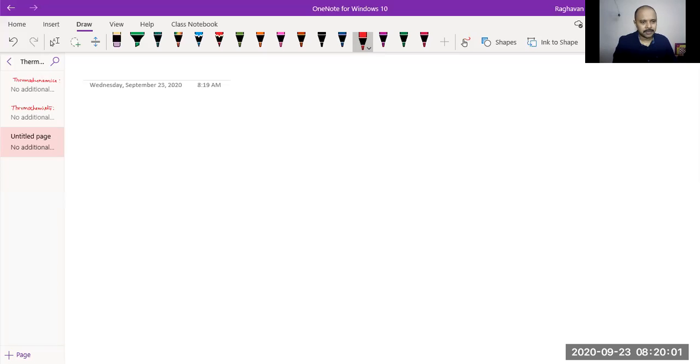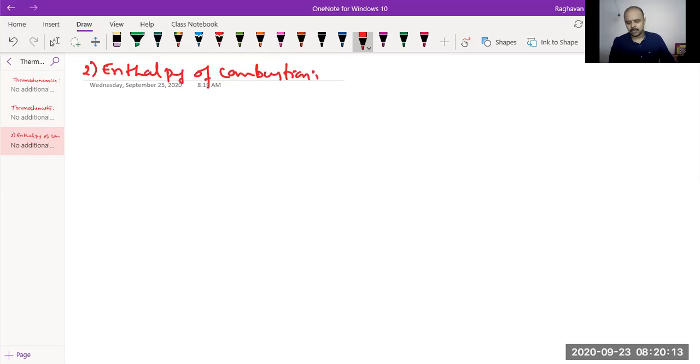Next definition, enthalpy of combustion. Now combustion word is applicable for reactants or products? Reactants. Obviously, formation in a reaction is applicable for products. Combustion is for reactants because reactants are burnt. So what is the definition?